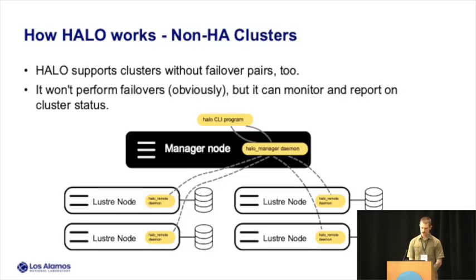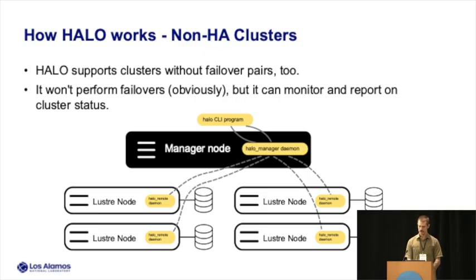Now, I'm mostly talking about HA clusters with failover pairs because that's the interesting case here, but it's worth noting that if you have a cluster that does not have high availability and you just have single servers with their own private storage, you can still actually use Halo on that sort of cluster. Obviously, it's a lot more limited in terms of what it can do. It can't do failovers for obvious reasons. So at this point, it's mostly just a monitoring program if you use it in that capacity.